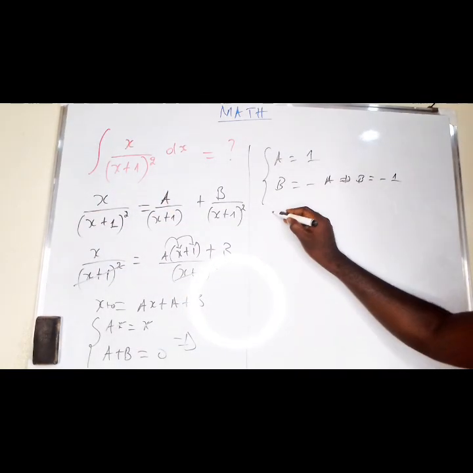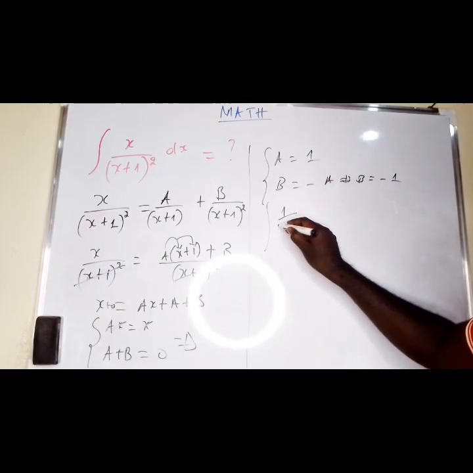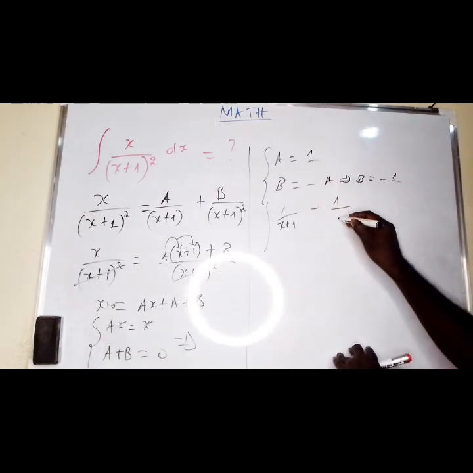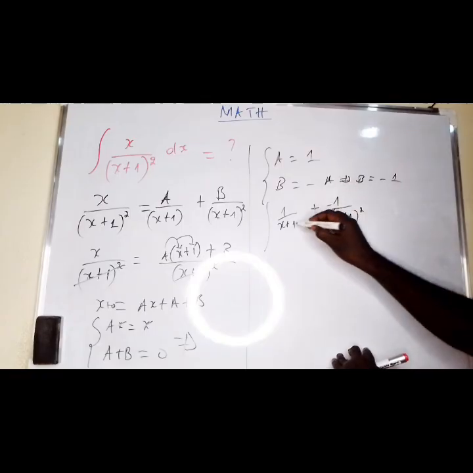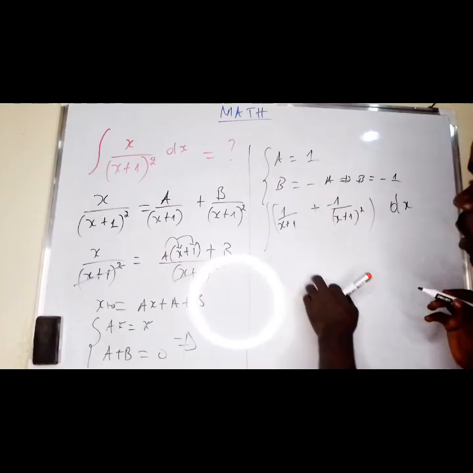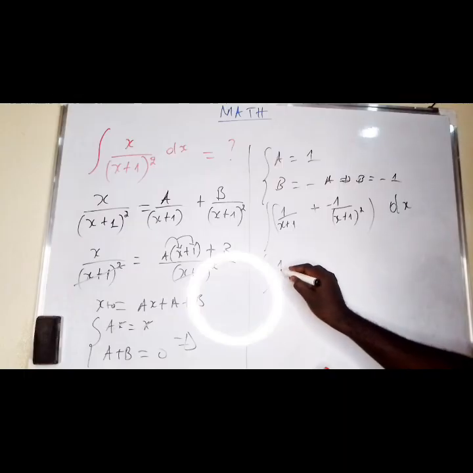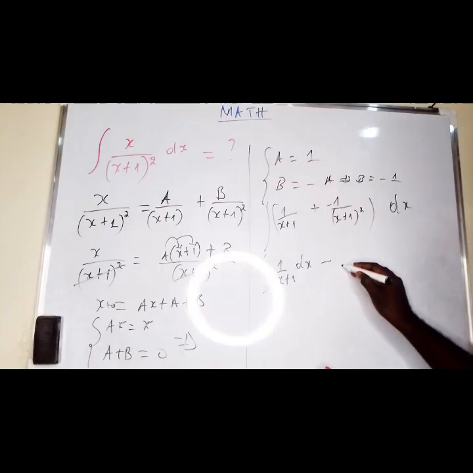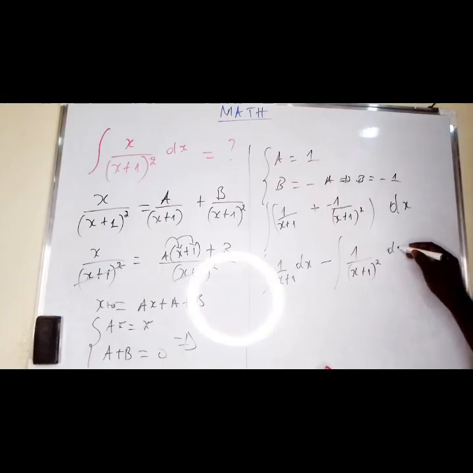So after getting this, we are going to put it here. When we put it here, we have the integration of 1 over x plus 1, then negative 1 over (x plus 1) squared, or positive and negative 1, like this. There is no problem, because b is negative 1, then dx. So we are going to integrate this, integrating 1 by 1. Integration of 1 over x plus 1 dx, negative integration of 1 over (x plus 1) squared dx.